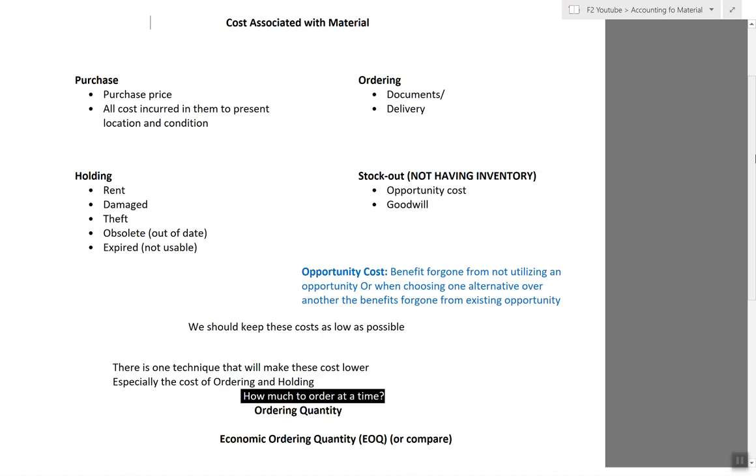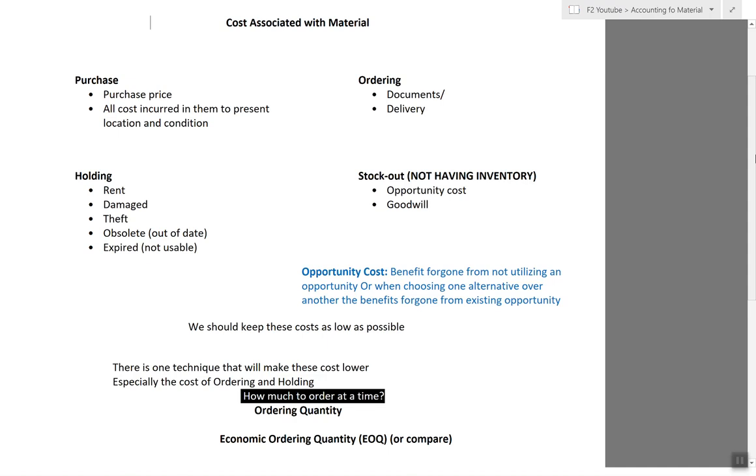And then you have ordering cost. In ordering cost, you could have delivery as well. You could have documentations. And then we have holding and stockout. Holding cost would be the rent that you're paying for material. They could get damaged if you have them in inventory. They could be stolen. They could become out of date. They could expire.